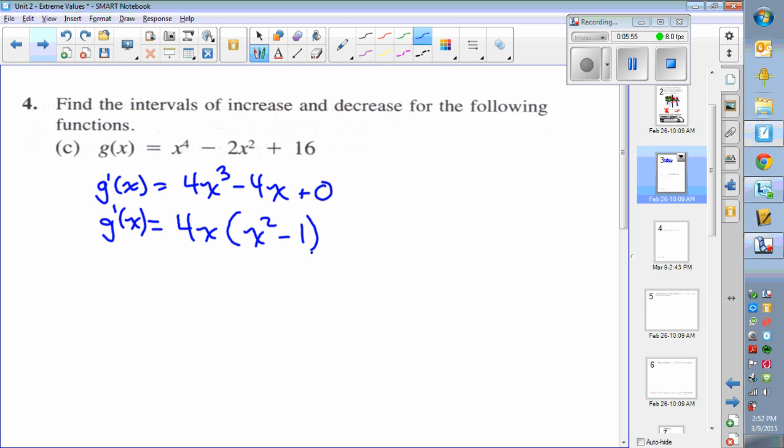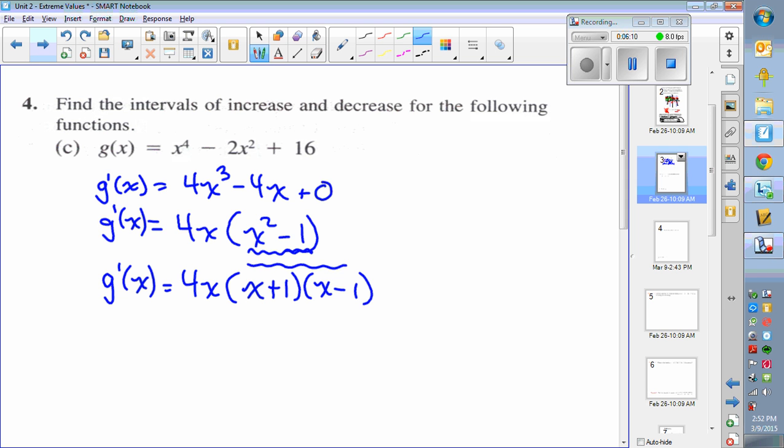I see more to factor here. That's a difference of squares. So your derivative, if you fully factor it, would be 4x onto x plus 1 and x minus 1, because that just factors to this. So now I have a fully factored derivative.